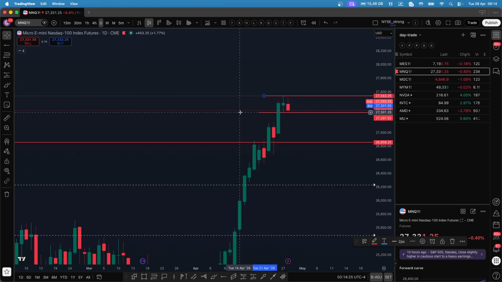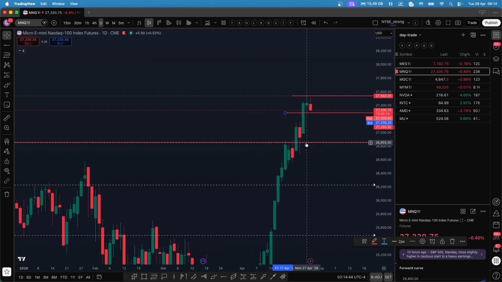because we are at the all-time high. So we don't have any level apart from previous day high and low. So this is what the previous day high and previous day low look like, which is at 27,300 and 27,500. So these two are the levels, and this is the all-time high level.